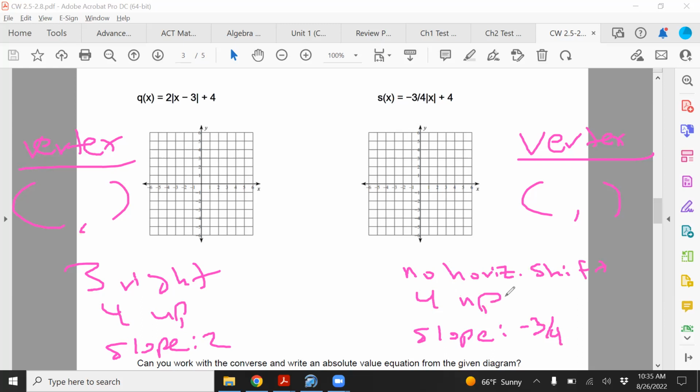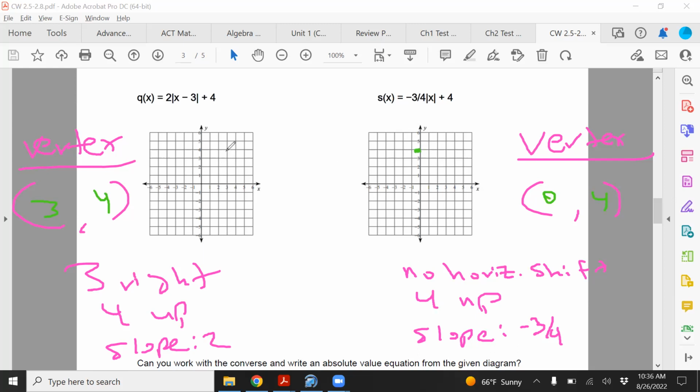Okay, so I'm going to prime this for you guys. So for q of x, goes 3 right, you get -3. There's 4 up there plus 1 outside, and the slope is 2. For the second graph, s of x, there's no horizontal shift. You don't have to do anything with the x on the inside. So you want 4 up because you have plus 1 outside, and there's a slope of -3 over 4. Now, the vertex is going to be 3, 4 for the first one, and it'll be 0, 4 for the other one.